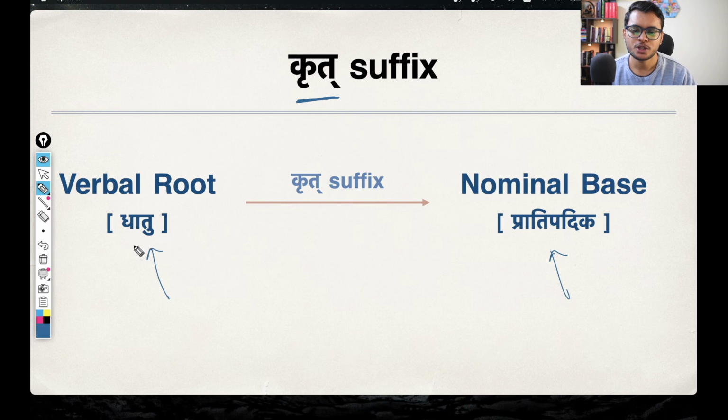Okay. So to change a dhatu into a new pratipadika, you use this category of suffix called krit suffix. And under this category of krit suffix, you will find a lot of suffixes. But we are only going to cover those pratyaya, those suffixes that are most commonly used in almost all the Sanskrit literature that we read. So we are going to take the most popular, most common ones.